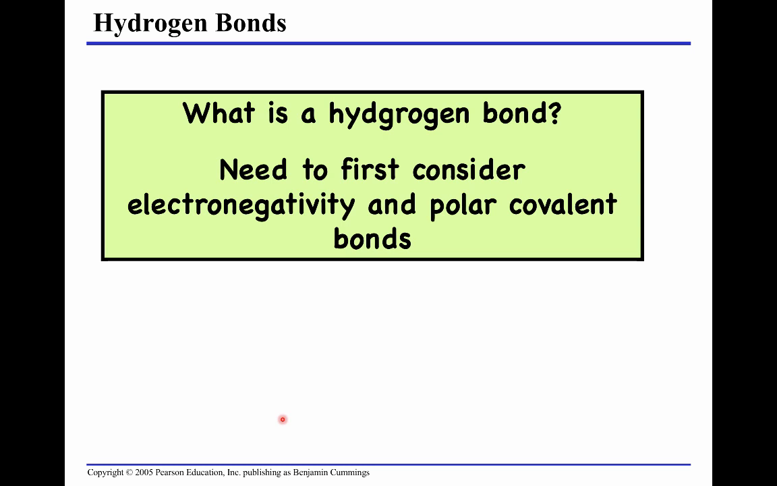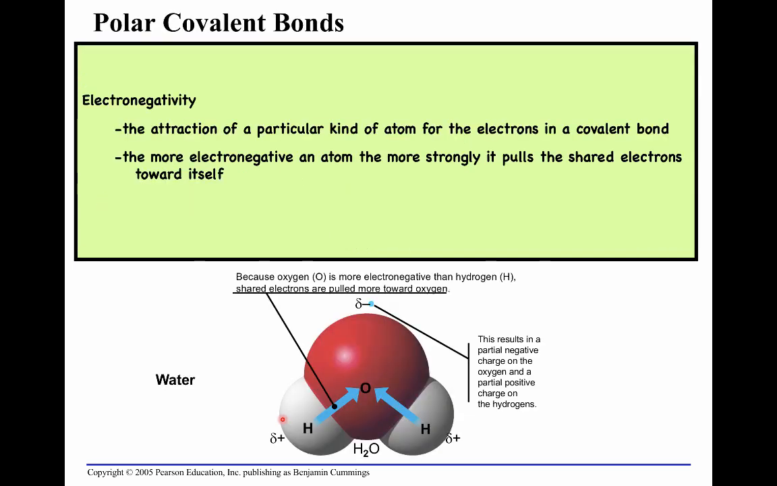So the next type of bond that's important is a hydrogen bond. In order to understand what a hydrogen bond is, we first have to think about electronegativity of atoms and how they form polar covalent bonds. So electronegativity is an inherent property of an atom. It usually can be measured. And so it's the attraction of a particular kind of atom for the electrons within a covalent bond.